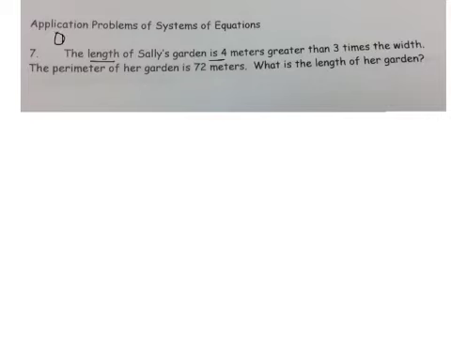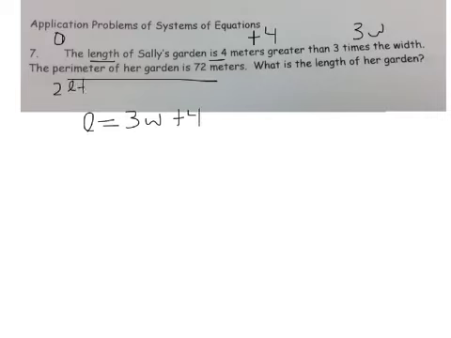It says the length is, so that's L, 4 greater, remember that is plus 4, and 3 widths. So 3 widths plus 4. The perimeter is 72. Remember we used 2L plus 2W for our perimeter. So this is 2L plus 2W equals 72. So we look at our two equations.